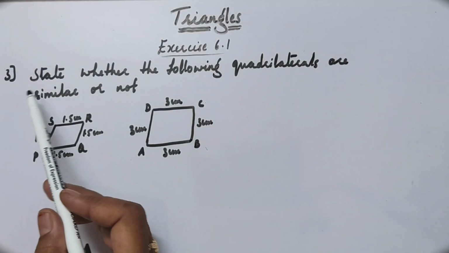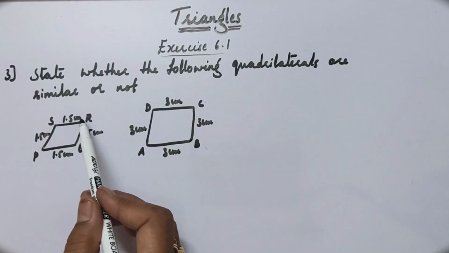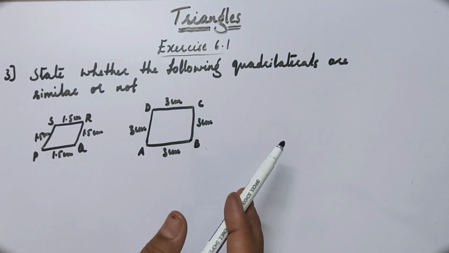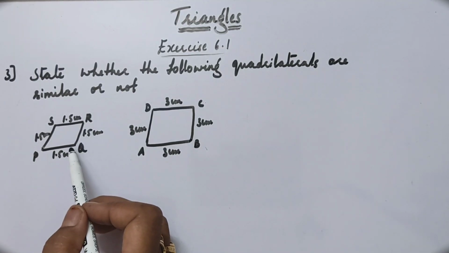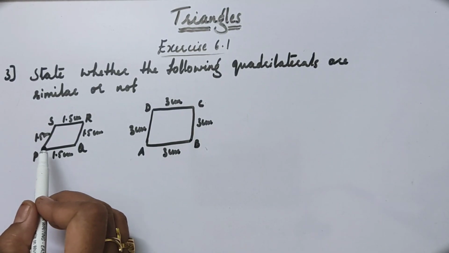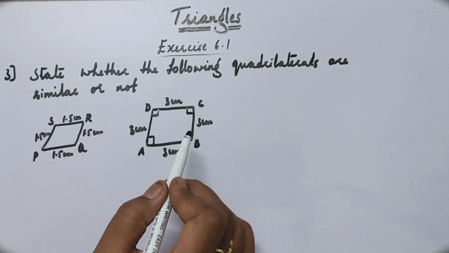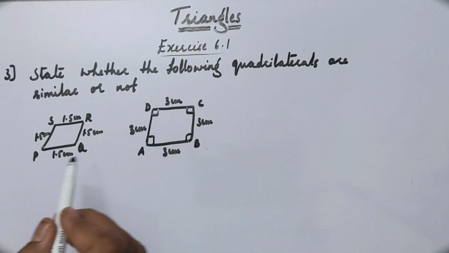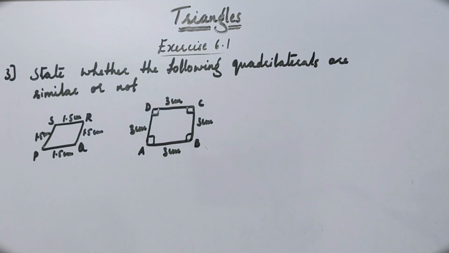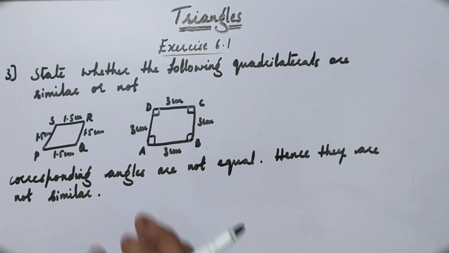Now, let us solve this question. State whether the following quadrilaterals are similar or not. You can see 1.5, 1.5, 1.5. Here all the sides are equal, and here also all the sides are equal, right? But this is a parallelogram and this is a square. So all the angles here are 90 degrees because it's a square, but the angles of this are totally different, so they are not equal. That means the corresponding angles are not equal, hence they are not similar. Okay, students.